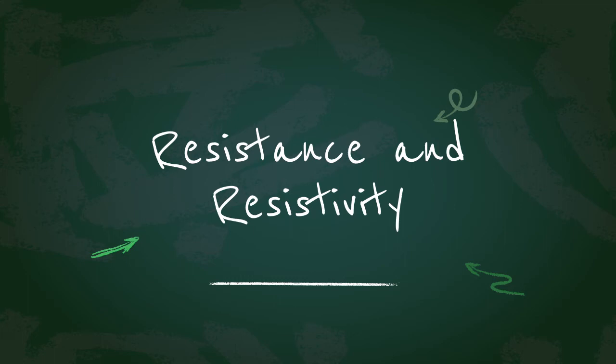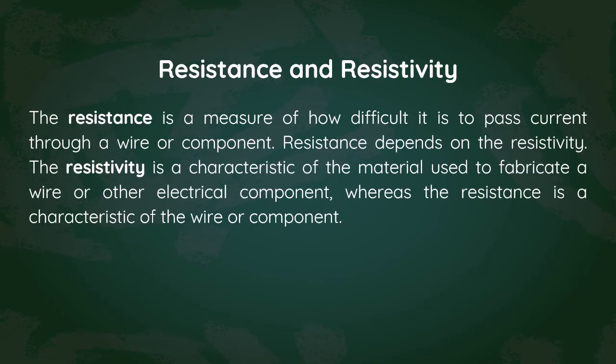For this video, we'll be discussing resistance and resistivity. So what are these two quantities? Resistance and resistivity. Resistance is a measure of how difficult it is to pass current through a wire or a component.